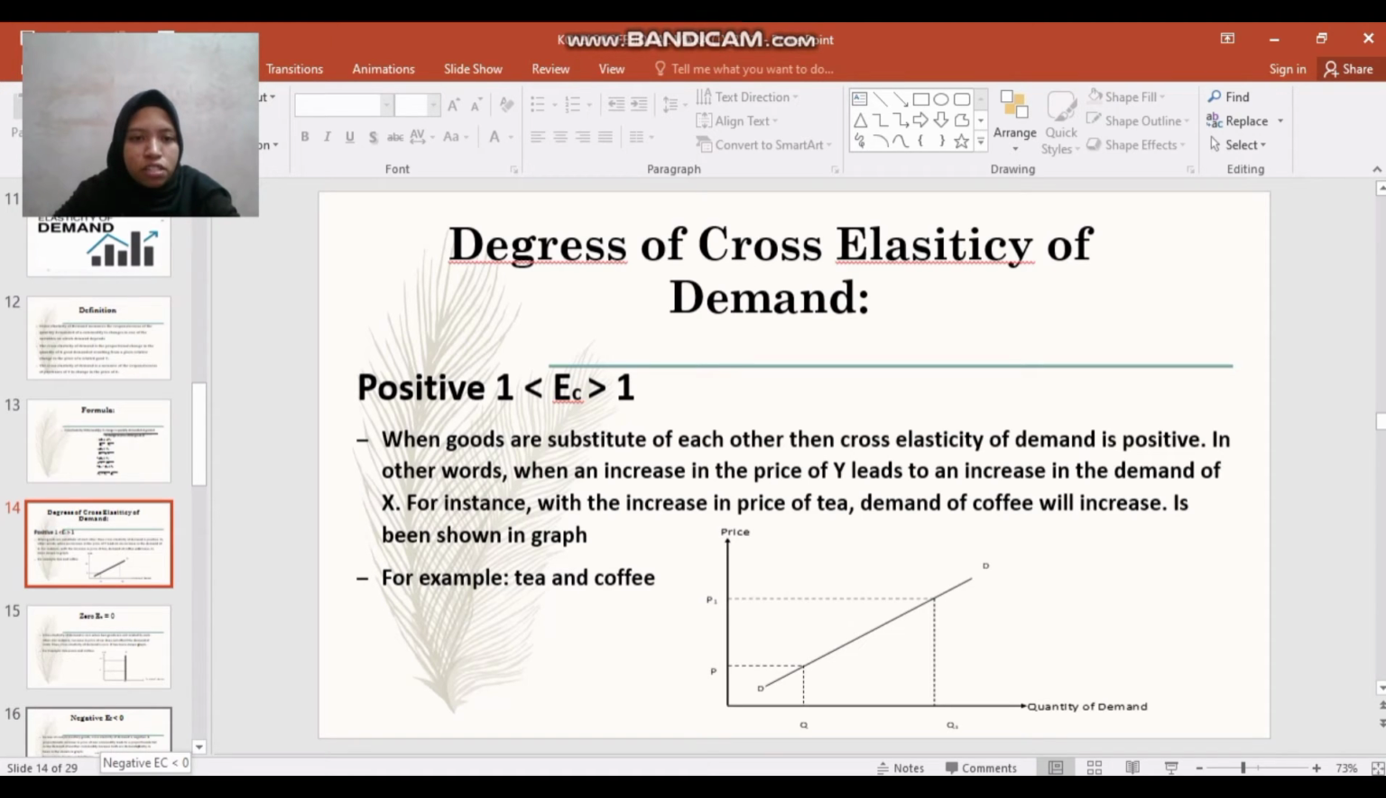Cross elasticity of demand has three types: positive, negative, and zero. The first is positive. When the goods are substitutes of each other, the cross elasticity of demand is positive. In other words, an increase in the price of Y leads to an increase in the demand of X. For instance, with the increase in the price of tea, the demand for coffee will increase. This is shown in this graph. For example, the positive case is tea and coffee.